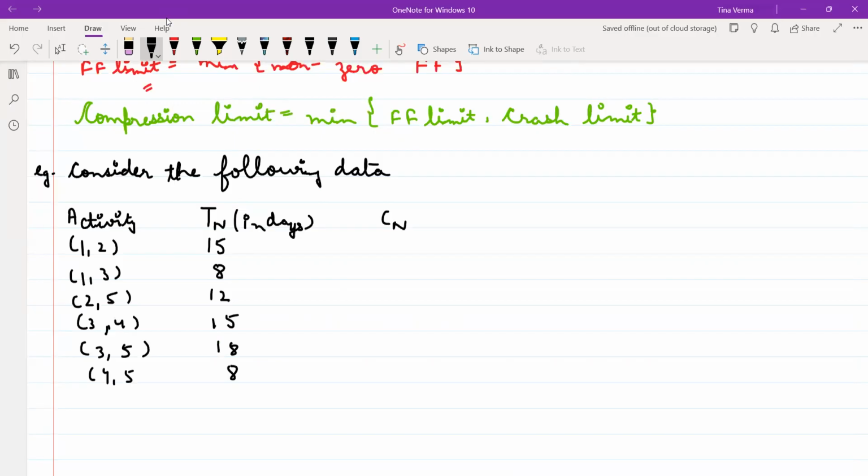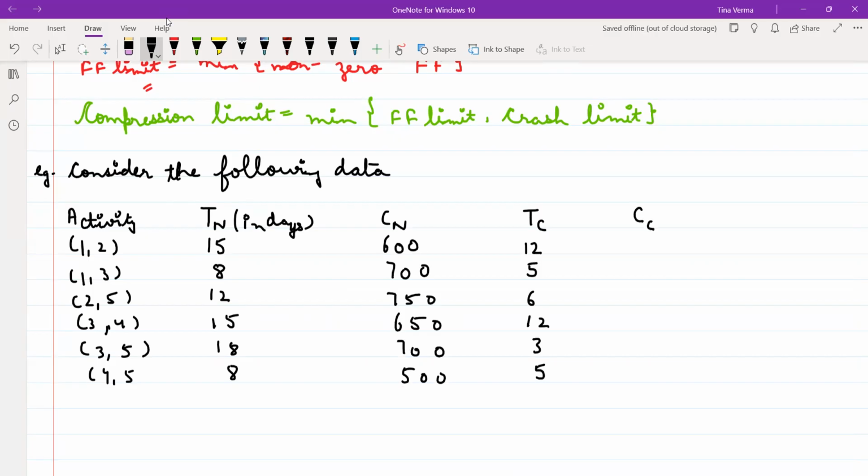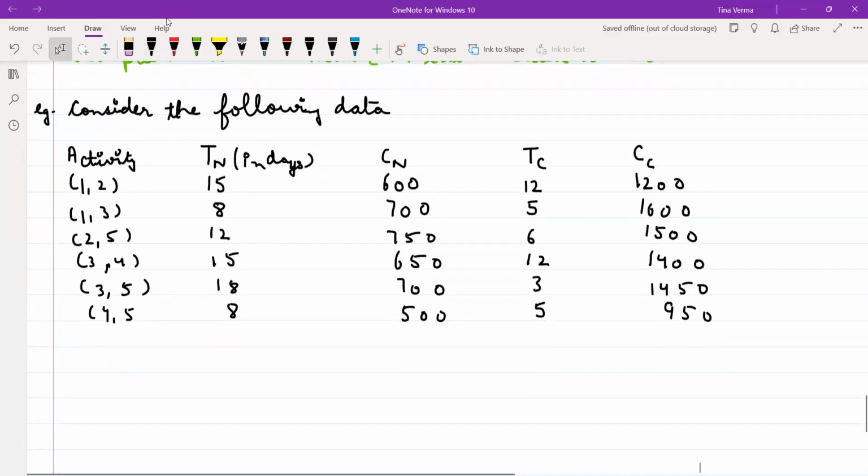The normal cost for this is 600, 700, 750, 650, 700, 500. And the crash duration, that means the crash time, is 12, 5, 6, 12, 3, 5. And the crash cost is 1200, 1600, 1500, 1400, 1450 and 950. So you have to calculate.